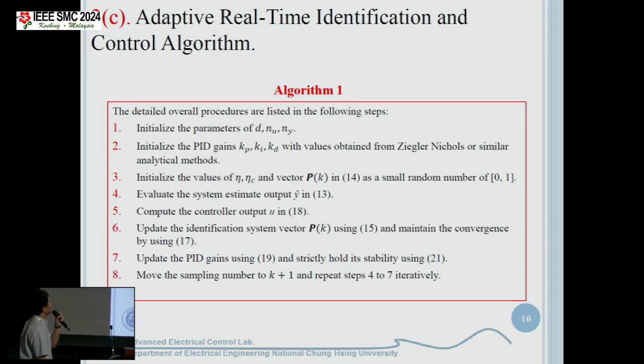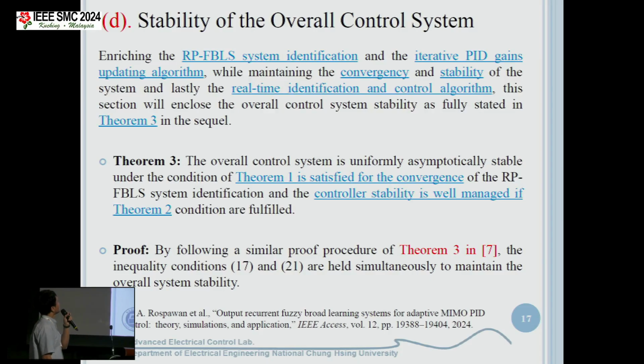Furthermore, the real-time control algorithm for this proposed system is written in Algorithm 1. And then we have Theorem 3 for the overall control system, where the system is uniformly asymptotically stable under the condition that Theorem 1 from before is satisfied and Theorem 2 is also satisfied. To prove that, we follow a similar proof procedure to my last paper in reference number 7, which is in IEEE Access.